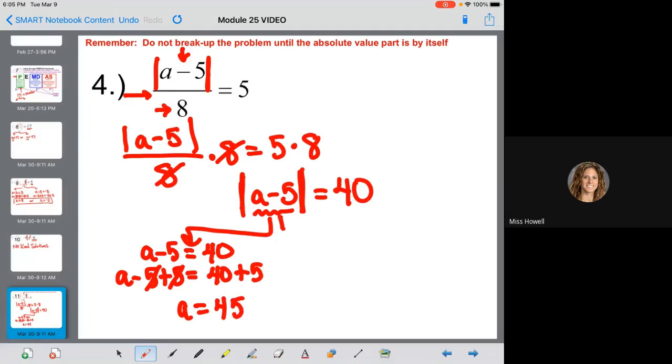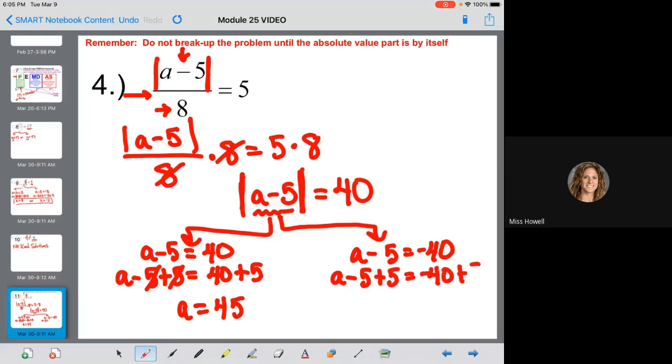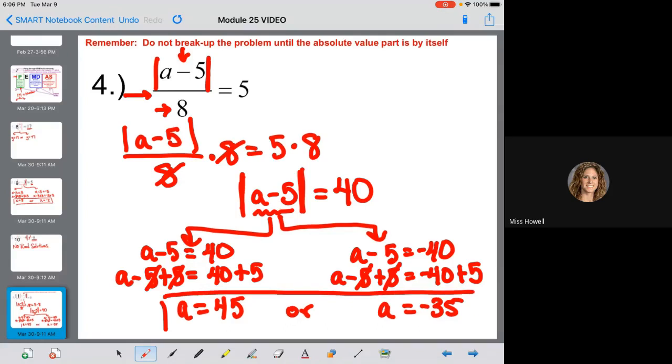Now this inside could have a second thing it could be, because a minus 5 could also be a negative 40, because when we take the absolute value of negative 40, it would also give us 40. So one-step equation again here, a minus 5 plus 5 equals our negative 40 plus 5. Cancel on the one side, we end up with a equals a negative 35. So two possibilities here. A can be a 45, or it could also be a negative 35.